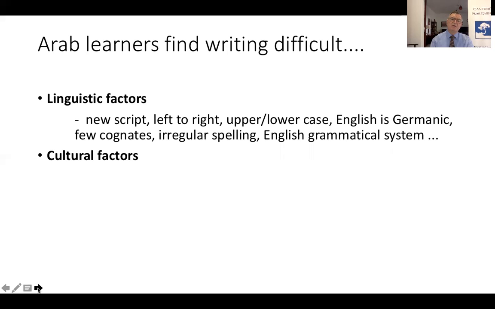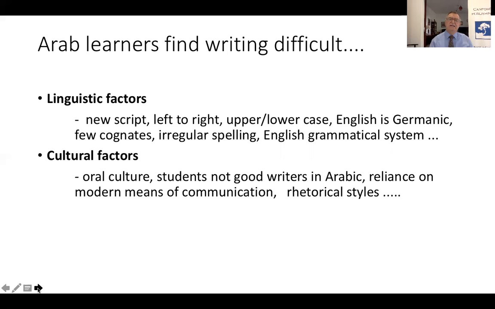Cultural factors, well, we could say that traditionally in the Arab world there has been an oral culture, and maybe this is reflected still in the fact that some students are not good writers in their own language, in Arabic. Another factor is that in the modern world, there's a focus on other means of communication. It's almost as though a generation has skipped writing and moved on to these other ways of communicating. And then if we look at higher levels of writing, there are differences in rhetorical styles between Arabic and English.